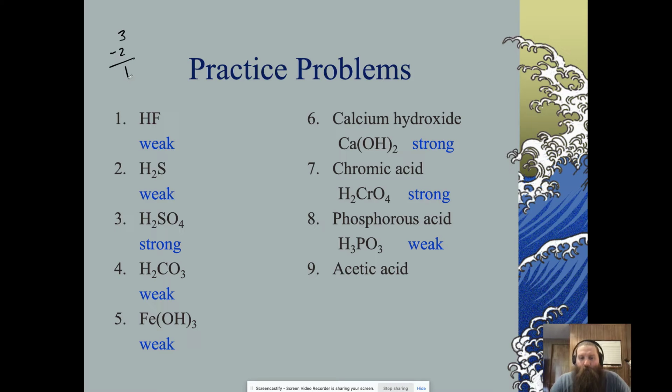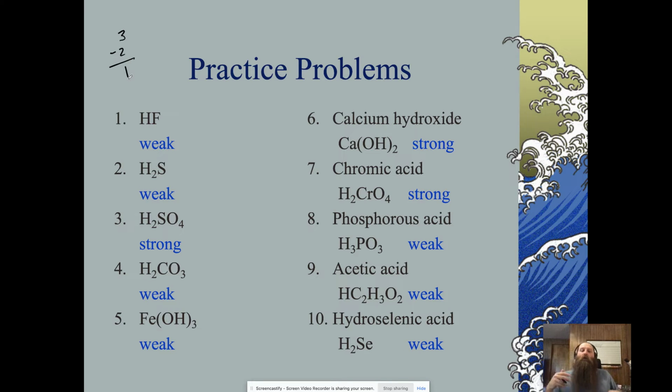Acetic acid. All right, I'm coming from acetate, so I write my acid there. I have 2 oxygens, and I have 4 hydrogens. So I actually get 2 minus 4, that's negative 2. So it's a very weak acid. Hydroselenic. Hydro tells me, hey, that's a binary compound. Binary only has 3 strong, right? HCl, HBr, HI. It's not one of those 3, so it must be weak. So that's how we define weak and strong acids and bases.